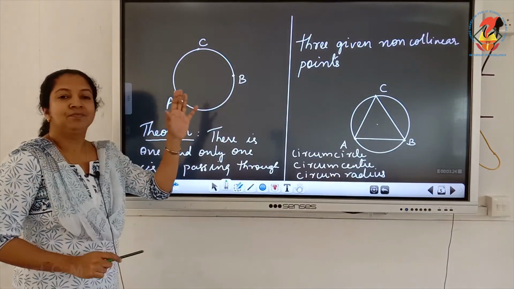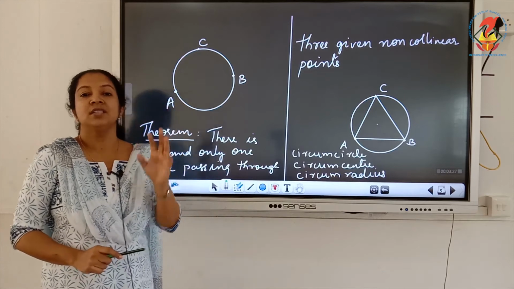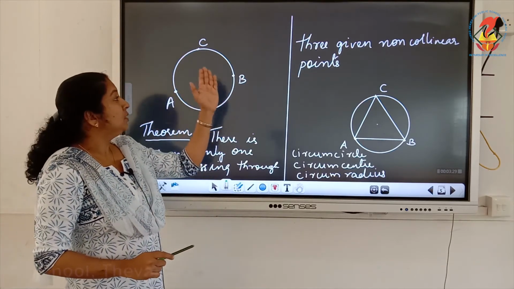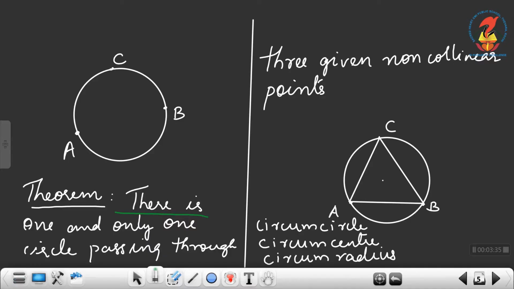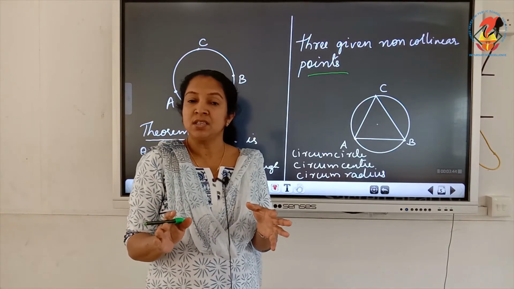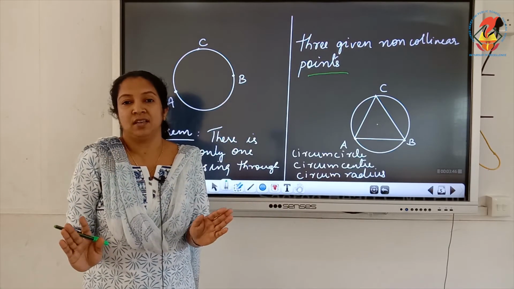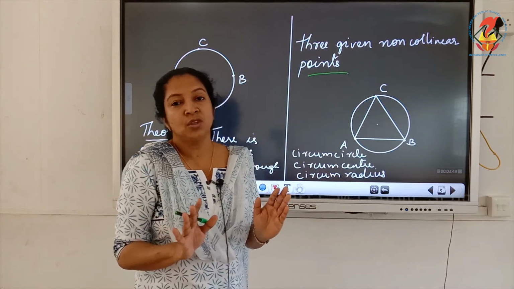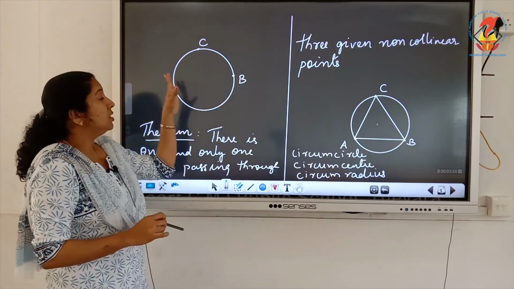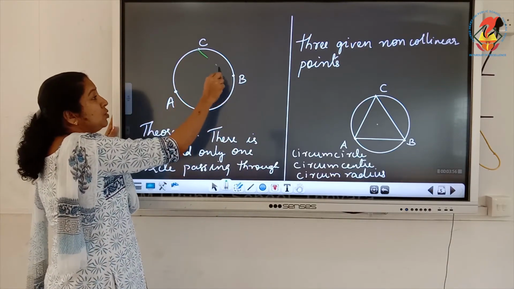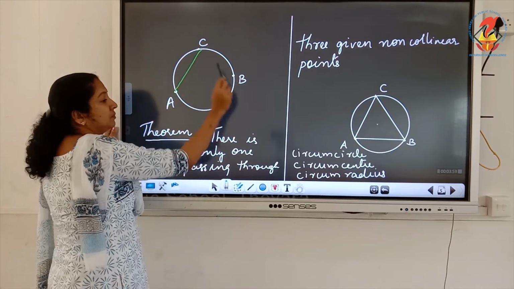Next one is a circle. How many circles can be passed through these 3 points A, B and C? The theorem says there is one and only one circle passing through 3 given non-collinear points. If we have 3 non-collinear points, we can draw only one circle through them. See, if we have 3 non-collinear points like this, we can draw a triangle like this.